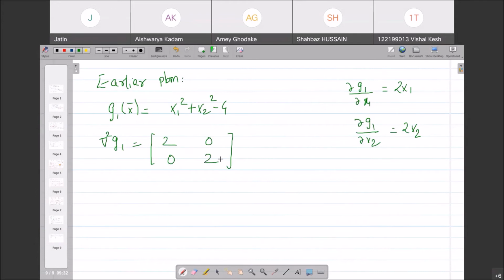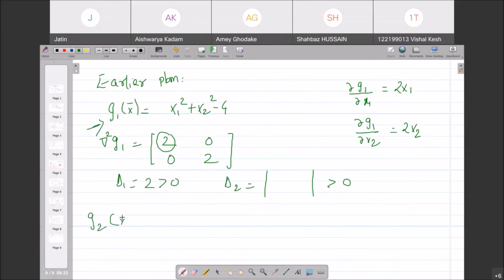Okay, so I got the answer. So this is the Hessian, and you can see that this is positive definite. How do you check whether something is positive semi-definite or not? You just see the principal minors. That means delta 1, which is nothing but the first entry, is positive. Delta 2, which is the determinant of this matrix, is also positive. Therefore, yes, this is a convex function.